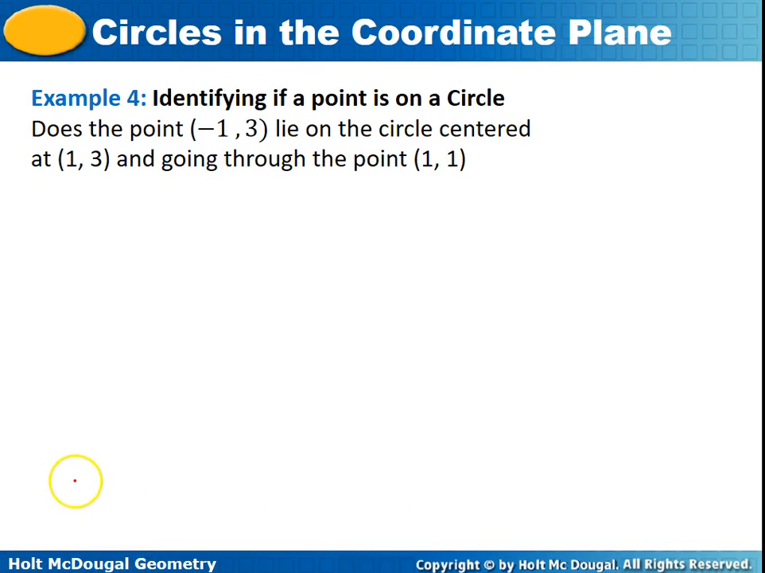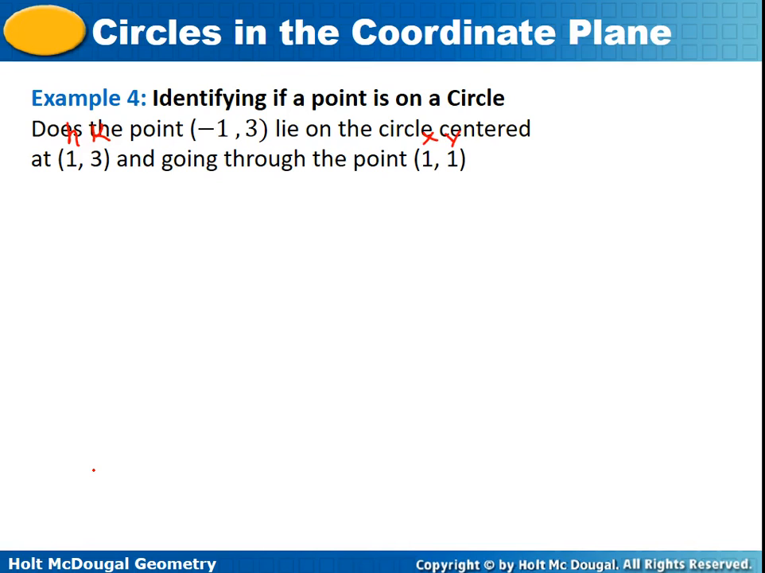All right, so the last example that we're going to do here is identifying if a point is on a circle. So this asks us, does the point negative 1, 3 lie on the circle centered at 1, 3 and going through point 1, 1? So the very first thing we have to do here is, again, see if these 2 points, what is the equation for these 2 points of a circle. So that's going to be my x and my y.